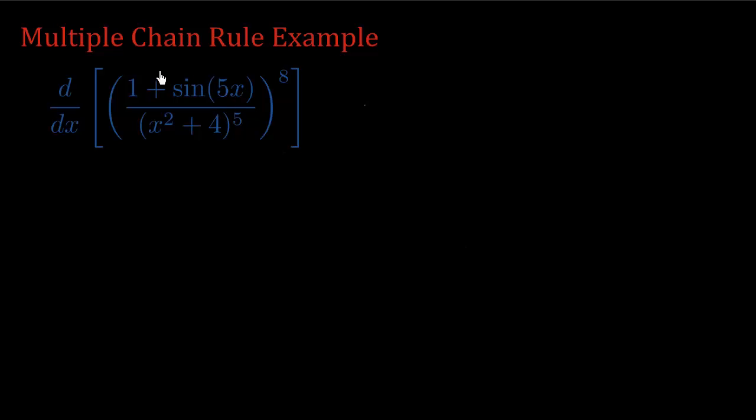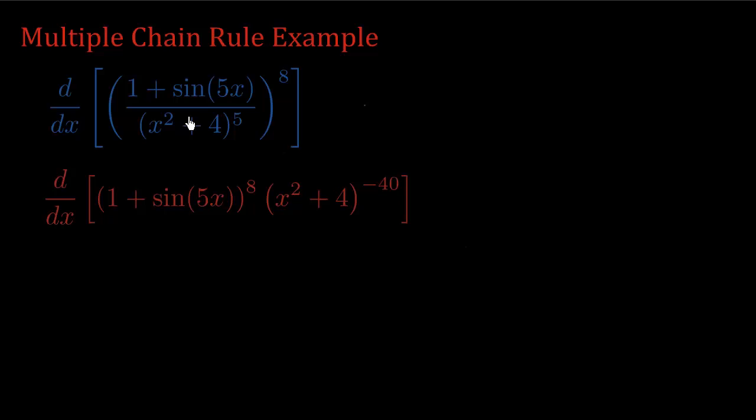Now you can try starting the problem off like this, or you can try to simplify this a little bit and turn it into a product rule. What we would do is bring the 8 inside and make that 1 plus sine 5x to the 8th. We would bring this piece up to the top. But as you do that, the exponent becomes -5, and then times 8 would give you -40. So you can do it one of two ways.